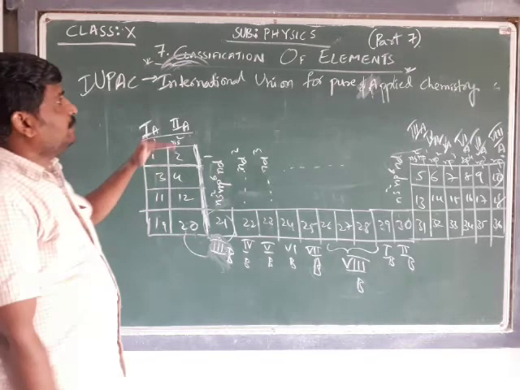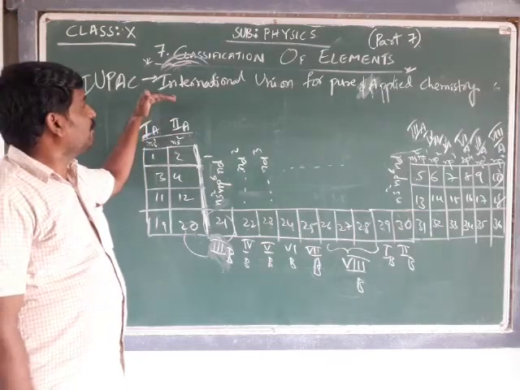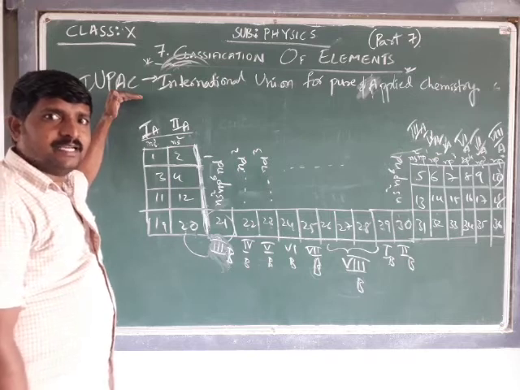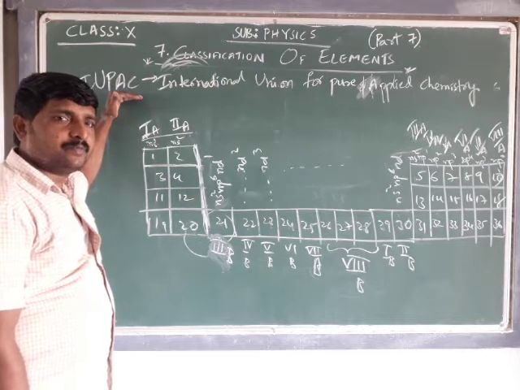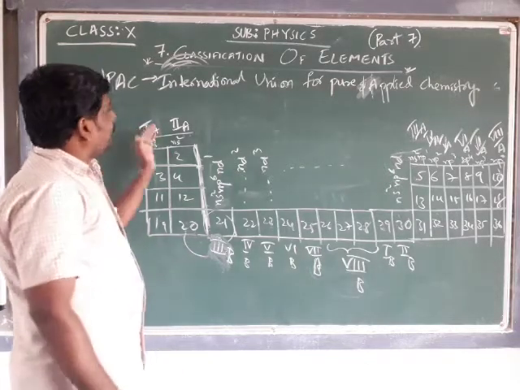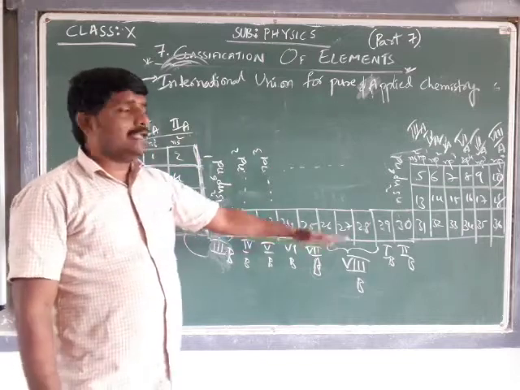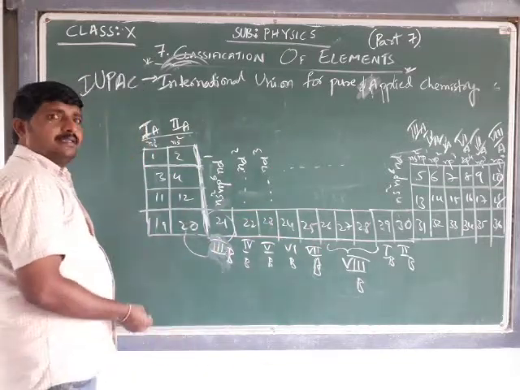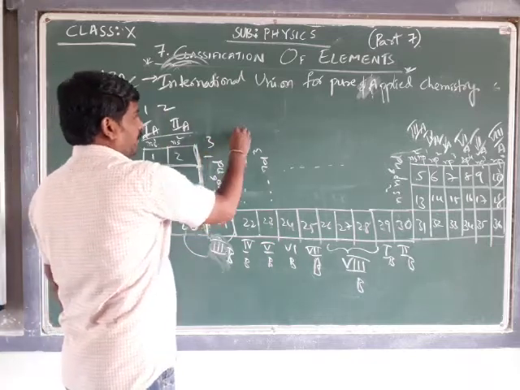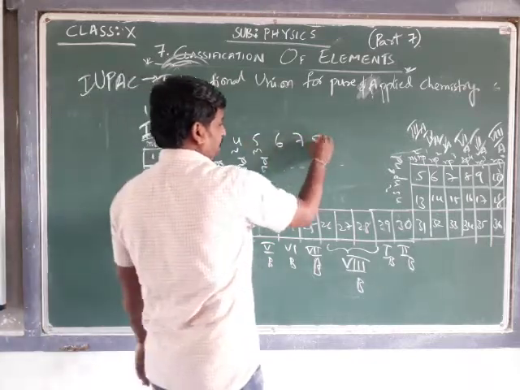It is going to have the notations and accepts all the changes and all the laws which have been proposed by the scientists. To get rid of the confusion of 1A, 2A, 3A like that, it has been given as Arabic numerals. That is 1, 2, third group, 4, 5, 6, 7, 8, 9.